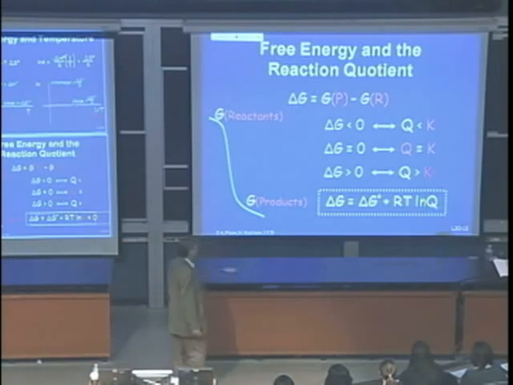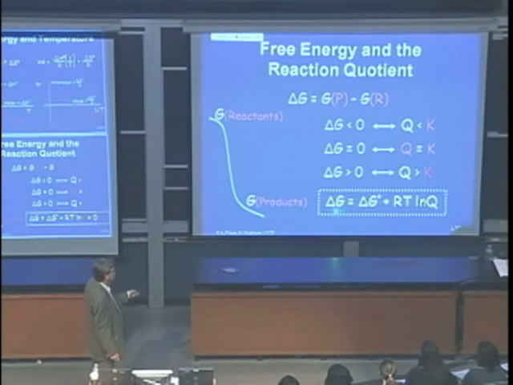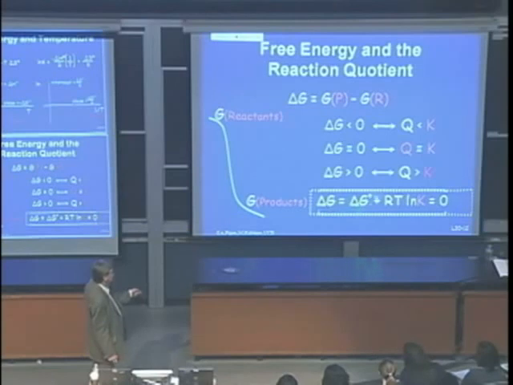So delta G equals delta G naught plus RT ln Q. And what happens if you're in equilibrium? What is delta G then? 0, exactly. Delta G equals delta G naught plus RT ln K equals 0. That's the equilibrium state then.